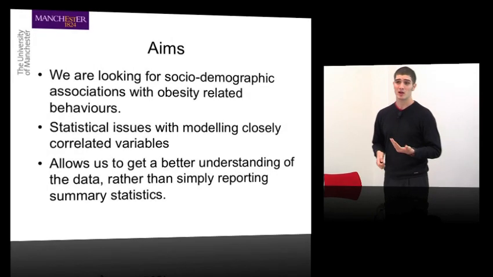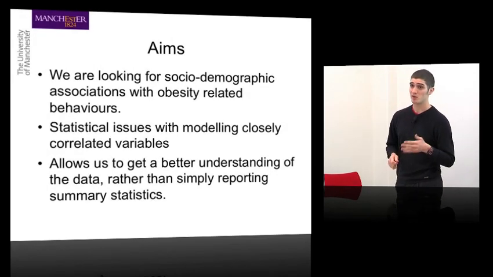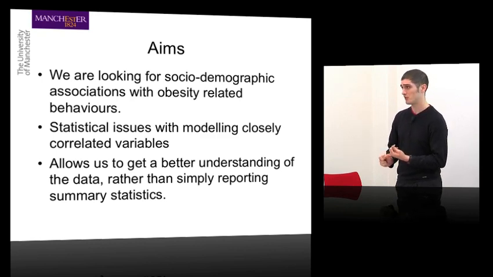A lot of the applications of survey data are people simply reporting summary statistics. Think people saying things like only 5% of people walk more than 15 minutes a day, or only a few percent of people do the required amount of sports and exercise. This is an attempt to get a bit more out of that data than just reporting these straightforward statistics.